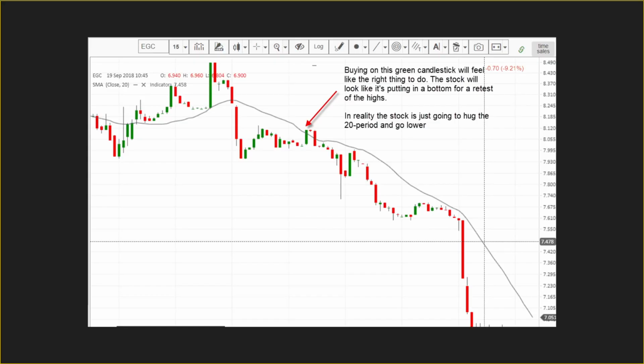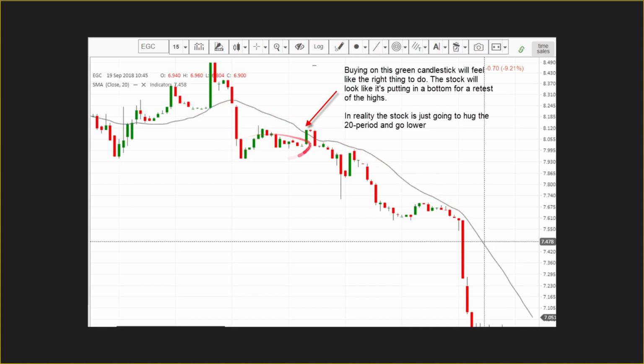Now here's an example. This is the 20 period SMA, particularly this. What's interesting here is that this is another sign of this acting as resistance, right? Buying on this candle might seem like the right idea. We see this large green candle. Maybe this is the breakout. We're going to break out past this 20 SMA, 20 moving average.